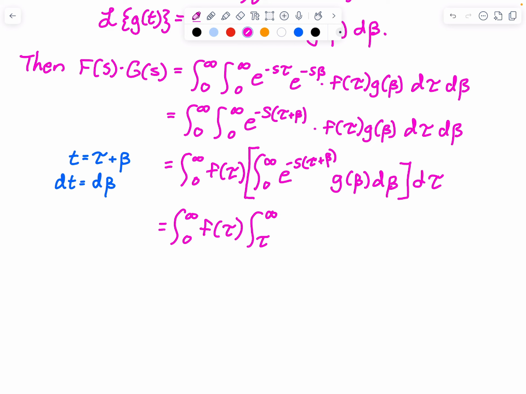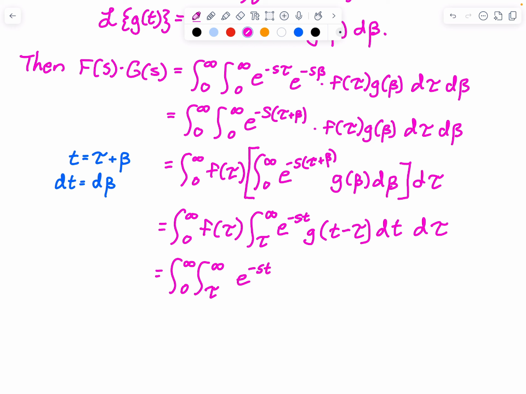Infinity stays the same, nothing happened there. And then I have e to the negative s t, and then g of, and then beta is going to become t minus tau, dt d tau. All right, so that was all of our subs there. I can move things in. So I can do 0 to infinity, tau to infinity, e to the negative s t, f(tau), g(t minus tau), dt d tau.